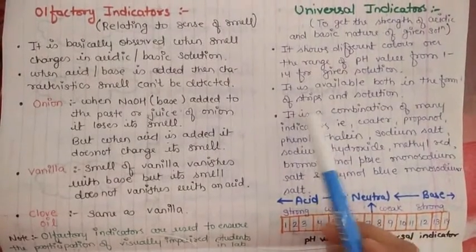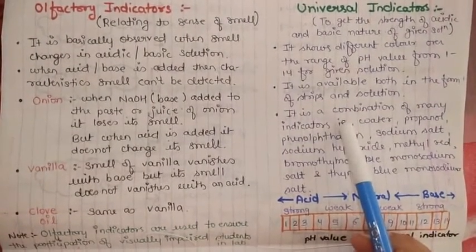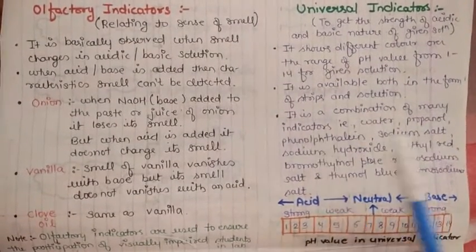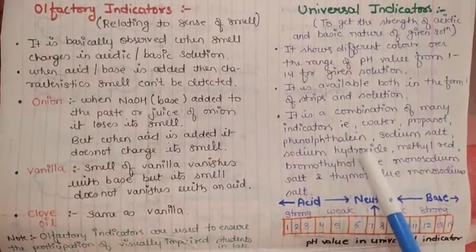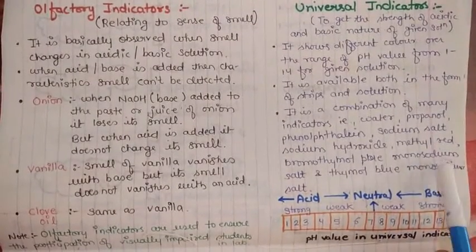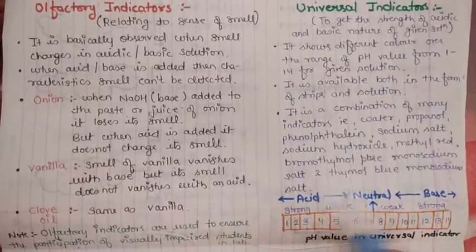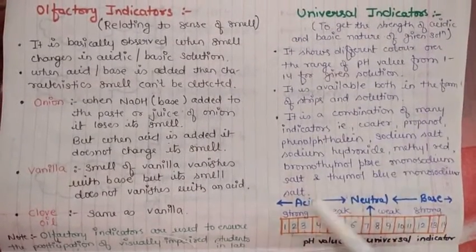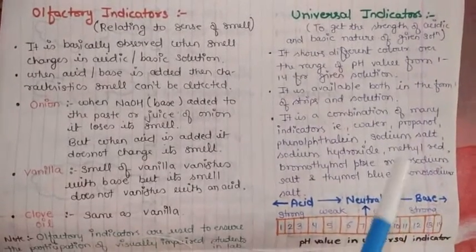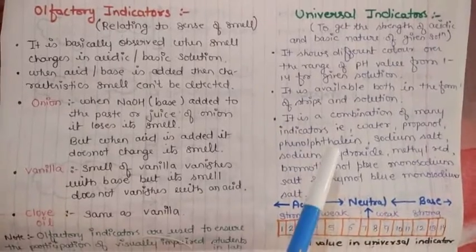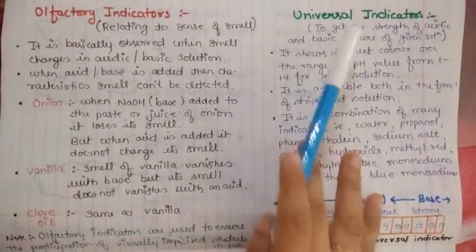It is a combination of many indicators. This indicator is made from water, propanol, phenolphthalein sodium salt, sodium hydroxide, methyl red, bromothymol blue monosodium salt, and thymol blue monosodium salt. All these indicators are mixed, and the combination of these indicators makes one single indicator, which is called the universal indicator.